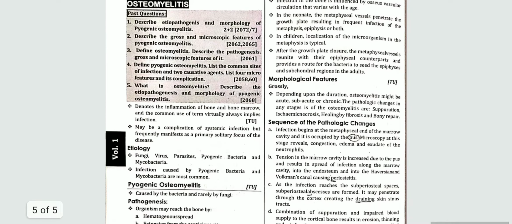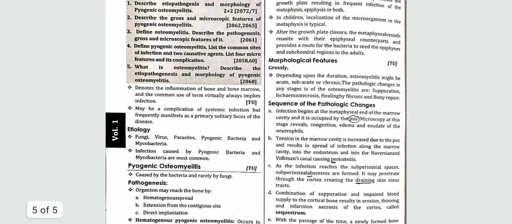Now the morphological features of the osteomyelitis. Depending on the duration, osteomyelitis can be acute, subacute, or chronic, but the changes in them are generally an initial pus formation, then necrosis, and then later healing by fibrosis, and bone repair occurs.